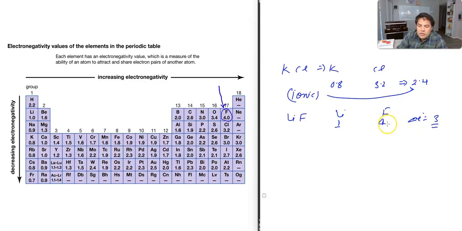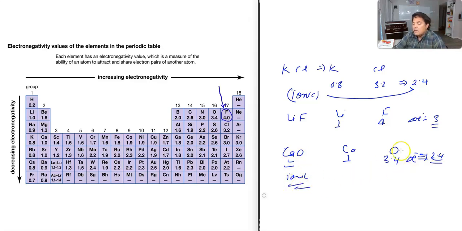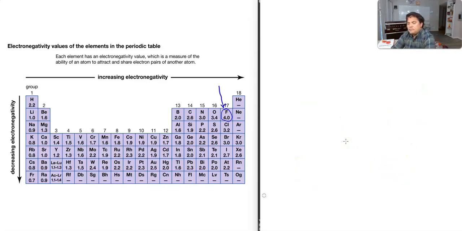So similarly, you can see calcium oxide, CaO. Now let's see, calcium is 1 and oxygen is 3.4. So the difference will be 2.4, right? This is ionic because it's greater than 1.9. So we have that.